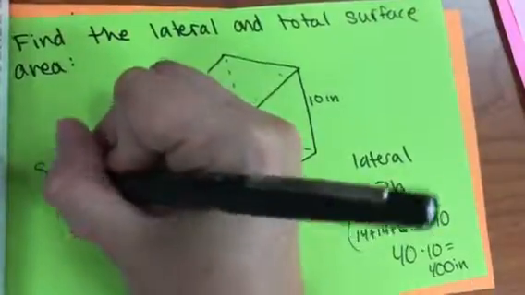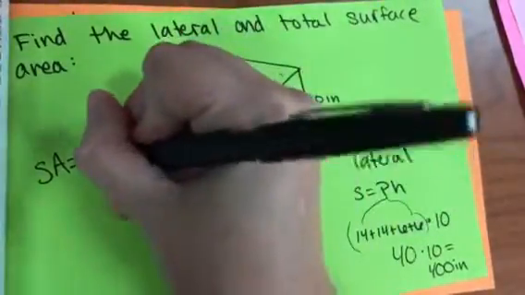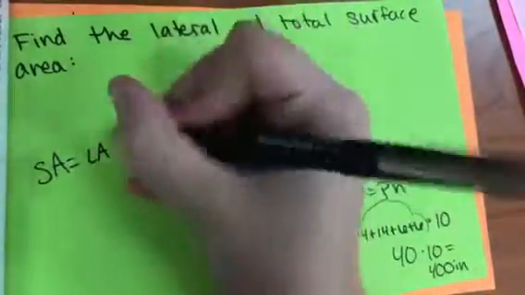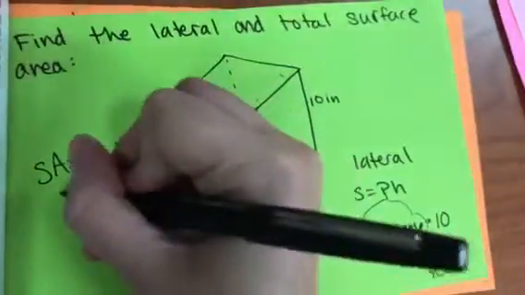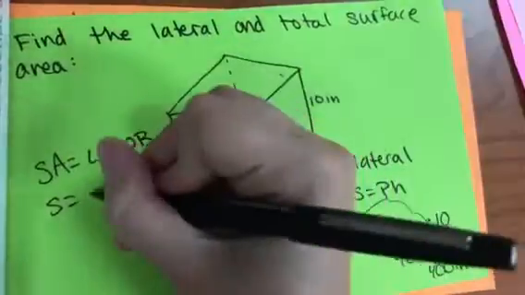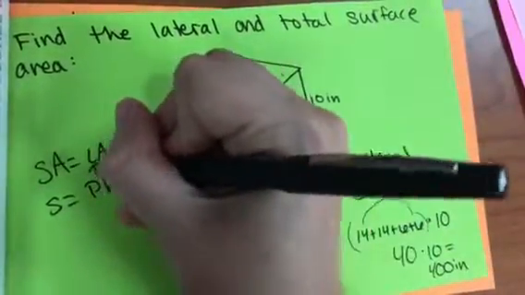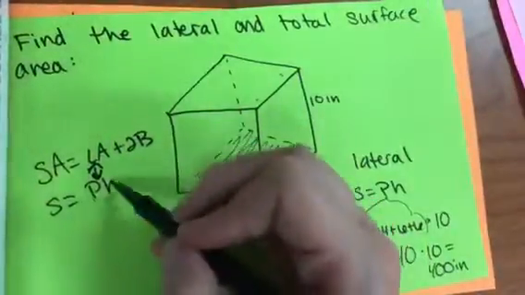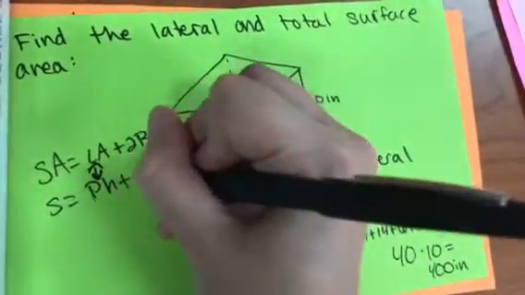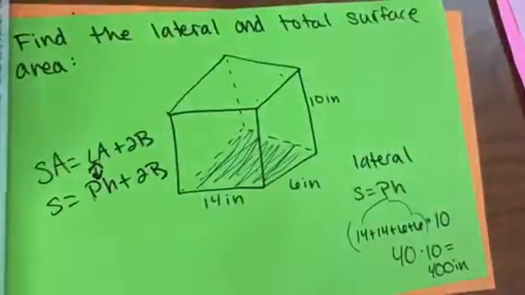Because our surface area equals my lateral area plus 2 big B. So this is surface area equals PH. I want you to know this is the same. That's the reason I put that in there. I just wanted you to see that's the same. My lateral area plus 2 times the area of the base.